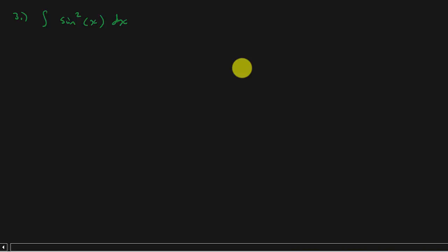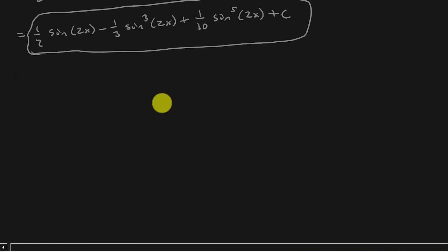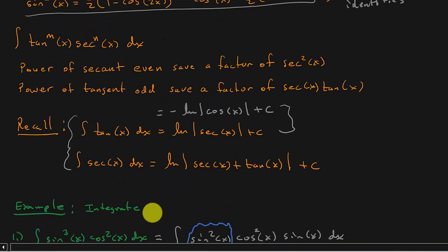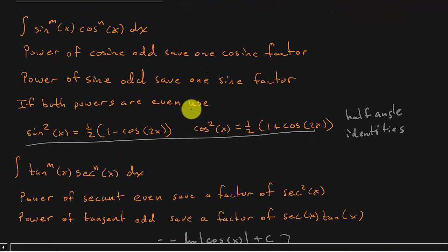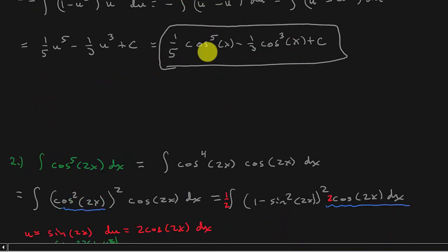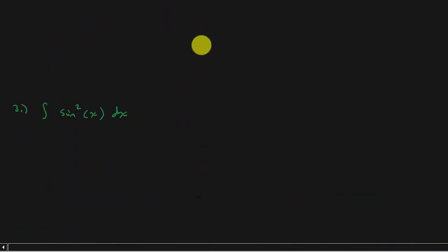If you remember from the first, hopefully you wrote all that stuff down. Up here, what did it say? It said if the powers are even, we want to use these half angle identities here. And we've got sine squared, so we're going to use this half angle identity. So remember this identity here. All right, so let's come back down here and work through this problem.